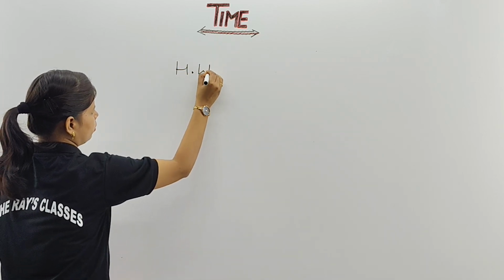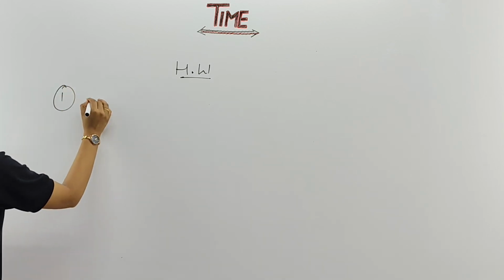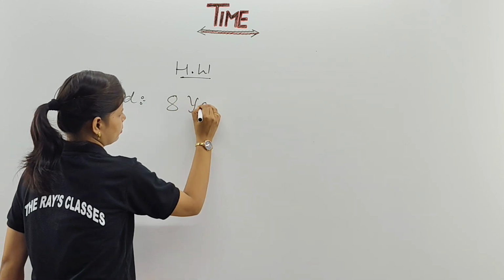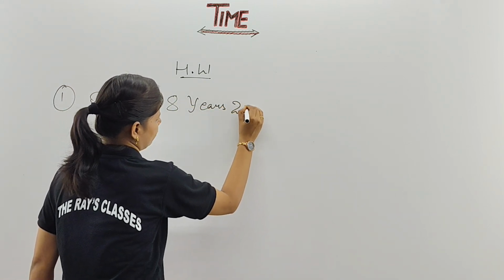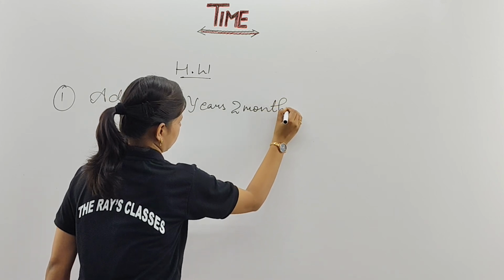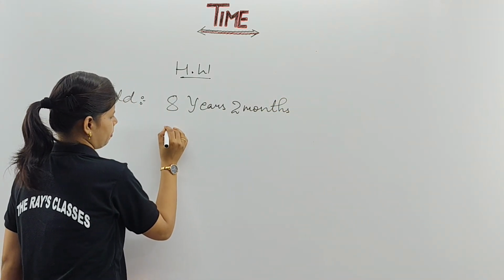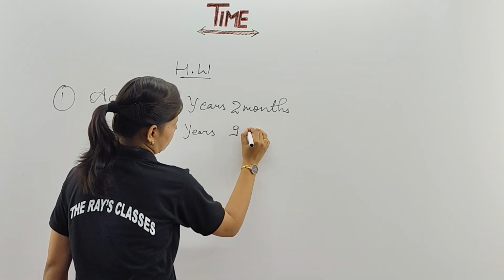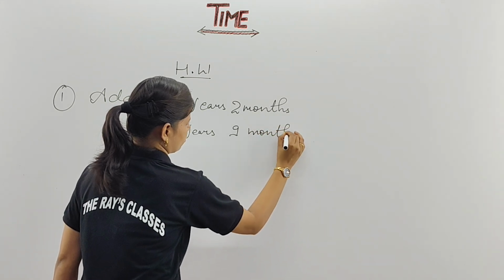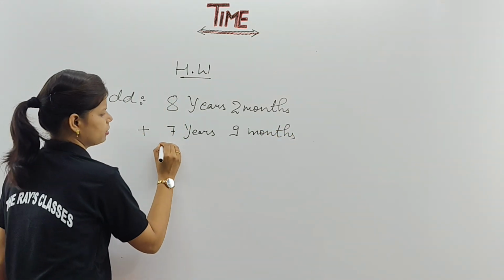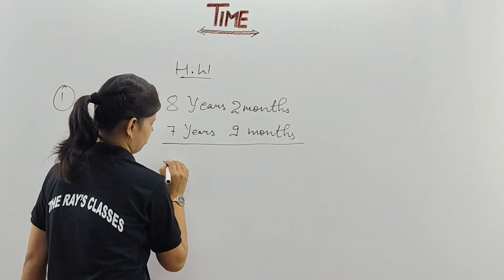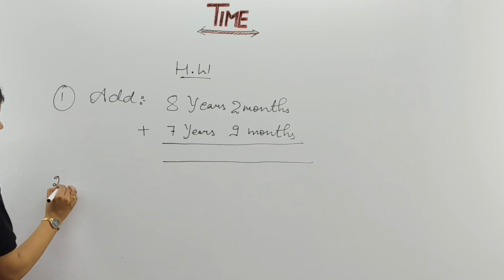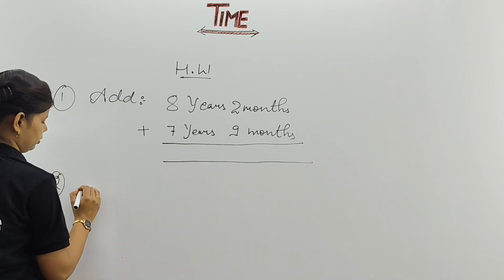Homework. First question. Add 8 years, 2 months with 7 years, 9 months. Clear? This will be your first format. You have to write the answer for this one. Second will be subtract.